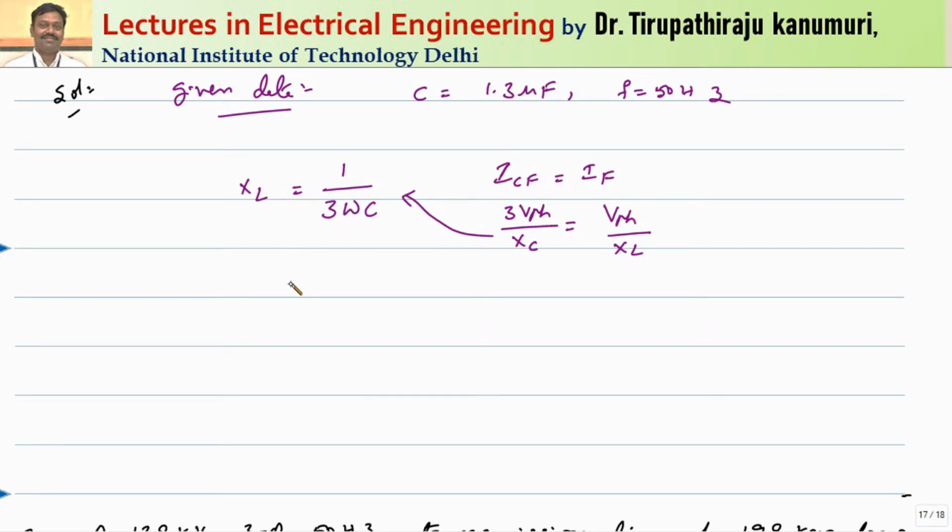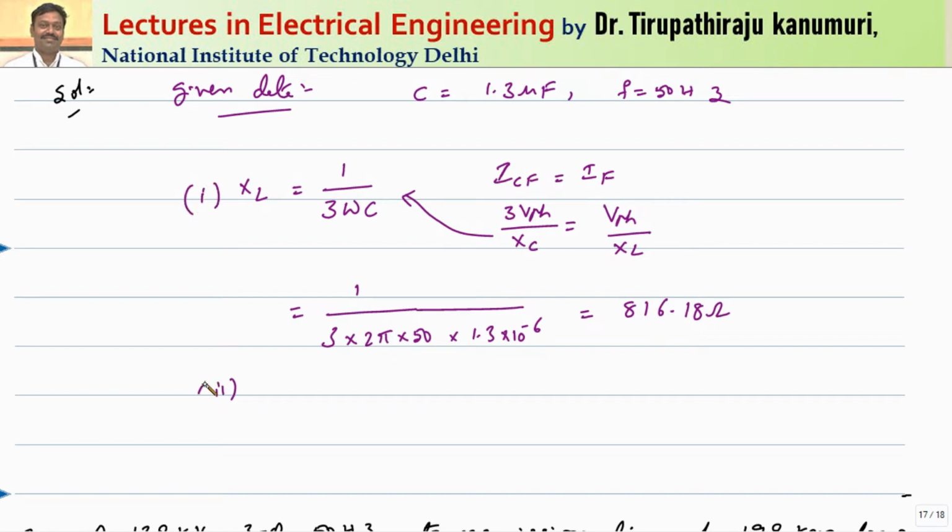Getting it? Now for 100% of the line, this will be equal to 1 divided by 3 into omega, which is 2 pi F, so 2 pi into 50, into the value of C. C is given as 1.3 into 10 to the power of minus 6. If you calculate it, you will get 816.18 ohms. This is the first one.